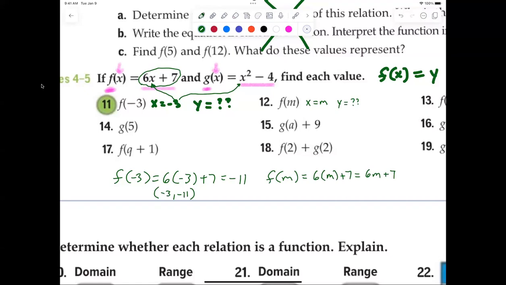That's the answer. So what does that mean? That means that m, comma, 6m plus 7 is on the graph. M, comma, 6m plus 7 is on the graph.